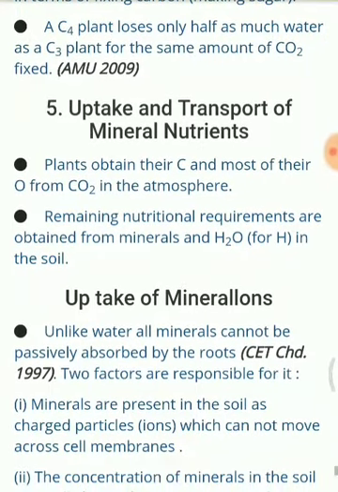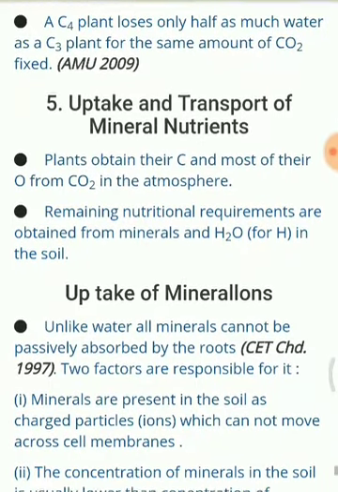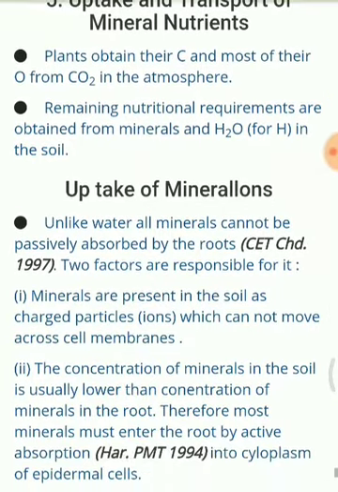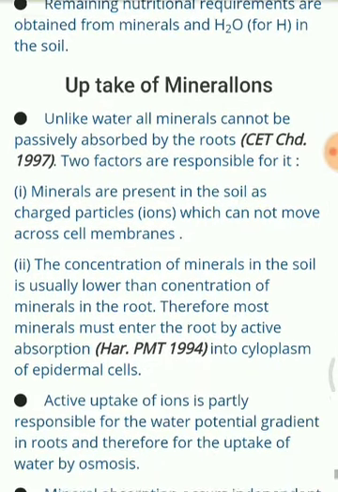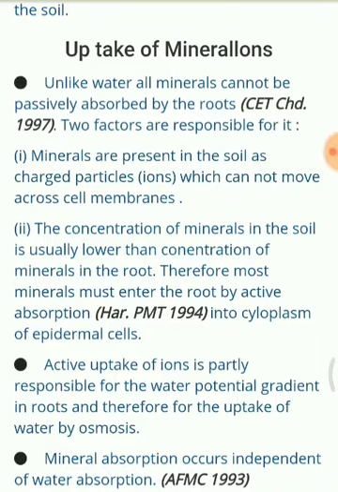Plants obtain their carbon and most of the O from CO2 in the atmosphere. Remaining nutritional requirements are obtained from the minerals and H2O in the soil. Uptake of minerals and ions. Unlike water, all minerals cannot be passively absorbed by roots. Two factors are responsible for it.